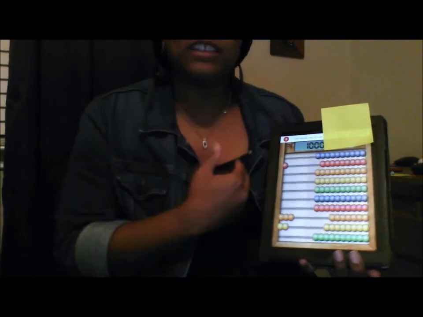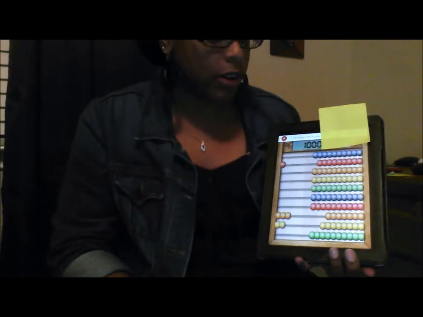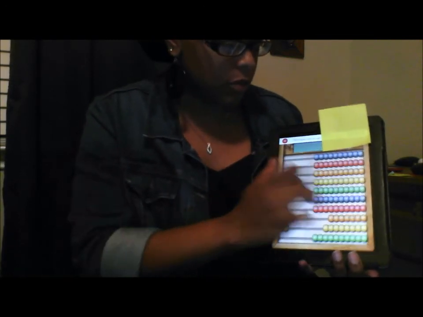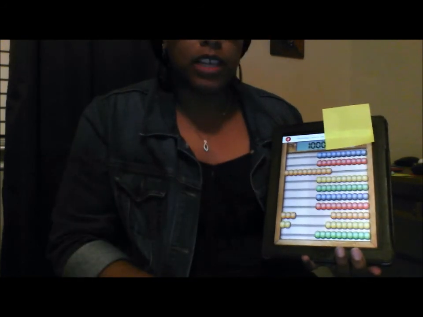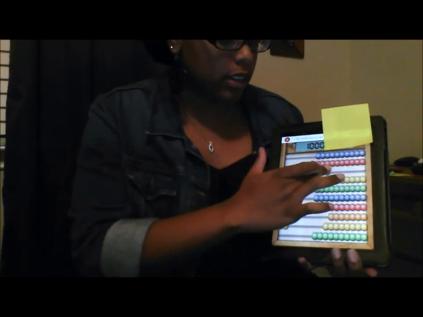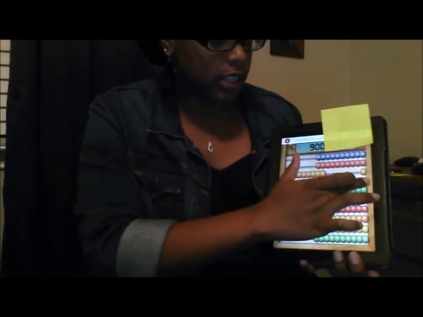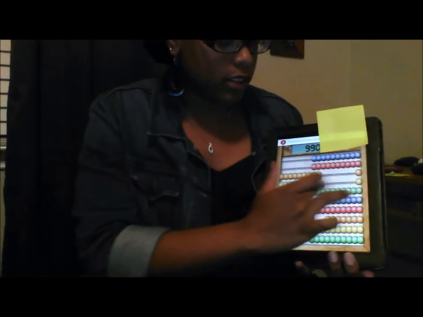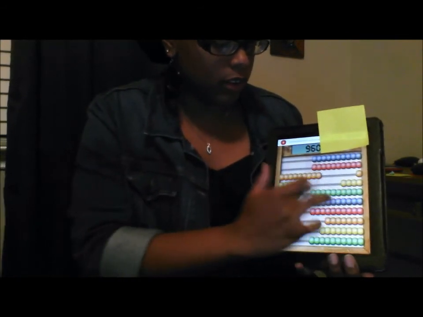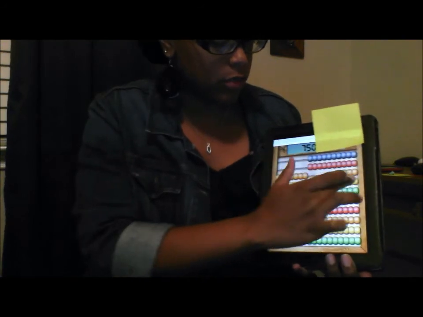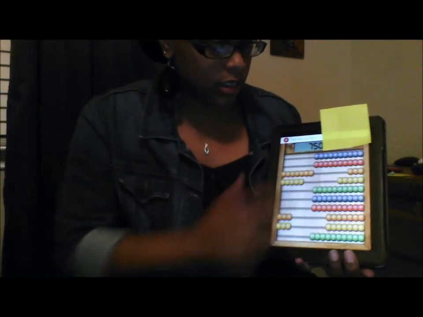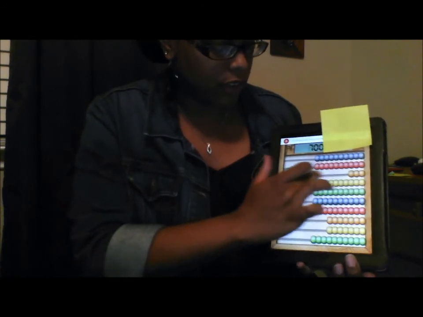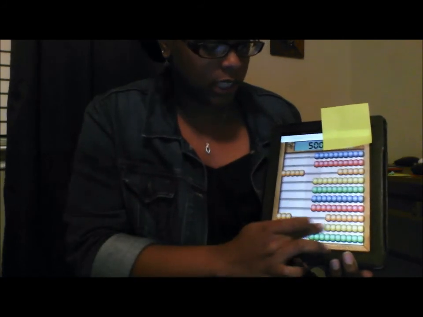Now I have 1,000. I need to break my thousands into smaller parts so that I can borrow, so I can continue to count 25. So I'm going to trade in 1,000 to get 10 hundreds. I'm going to trade in 1 hundred to get 10 tens. And now I can continue counting out 25. 1, 2, 3, 4, 5, 15, 25. That's again using my tens. Once again, 1, 2, 3, 4, 5, 15, 25, using my tens.